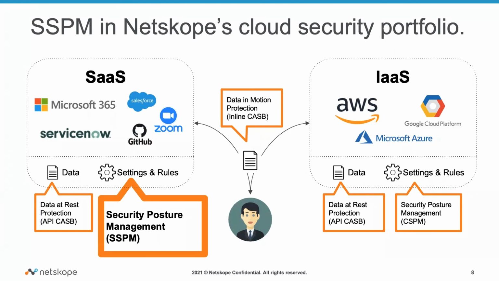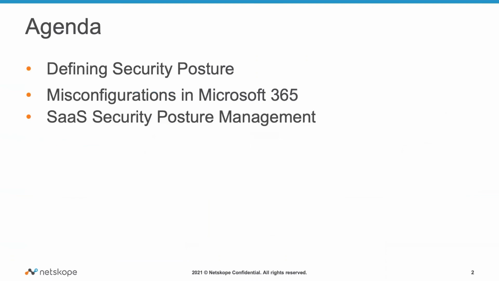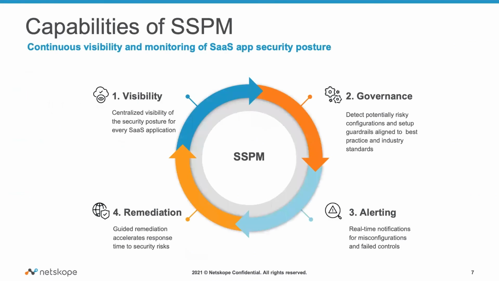So hopefully, in that short overview, we've looked at defining the security posture. We've looked at the misconfigurations in Microsoft 365 that are in the news and that you should be watching out for, and some of the easy ones to resolve. And then we've touched a little bit on SaaS security posture management, how that can help, and the capabilities of that. So I'll leave the capabilities of SaaS security posture management on the screen there.